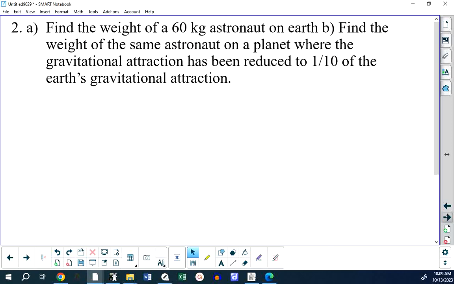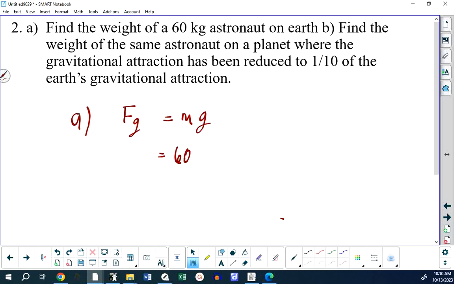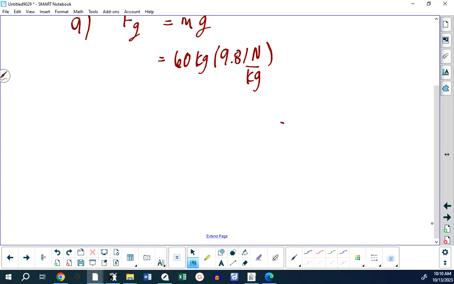What is the weight of a 60-kilogram astronaut on Earth? Find the weight on a planet where the force of gravitational attraction is only 1/10 as great. Well, for A, I'm just curious, is yours formatted that way, or does it have A and then B? Yeah. Oh, okay. The force of gravity on Earth will be equal to mg, which is equal to 60 kilograms times 9.81 newtons per kilogram. Whenever I use this formula, I use newtons per kilogram. Whenever I use F net equals ma, I use meters per second squared.